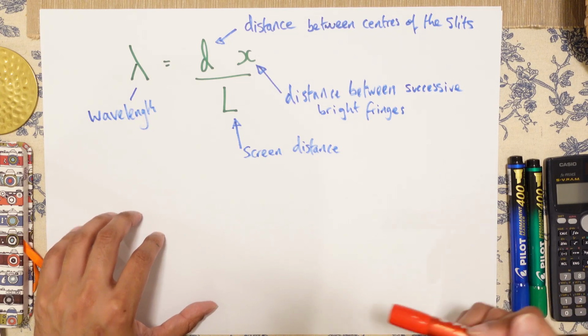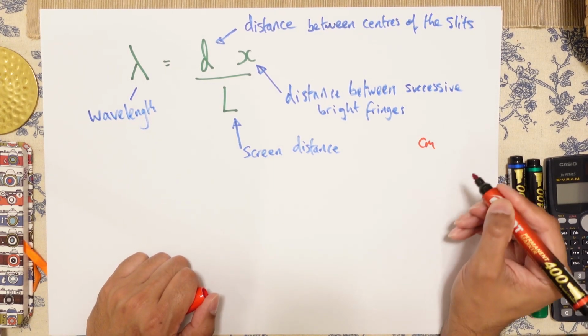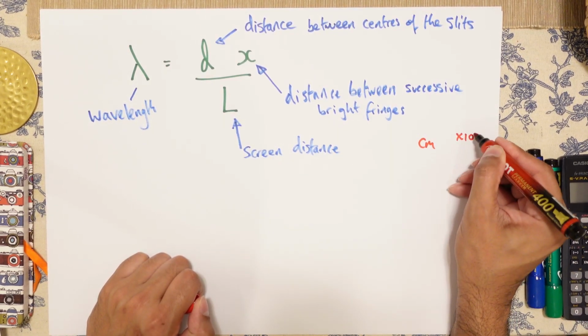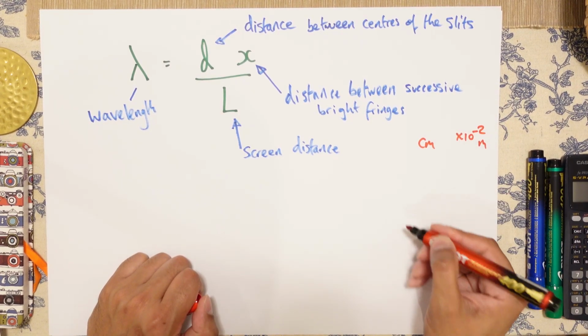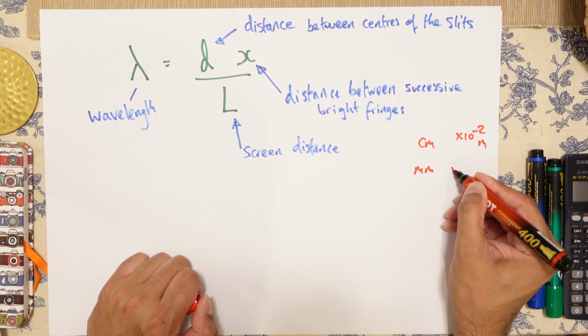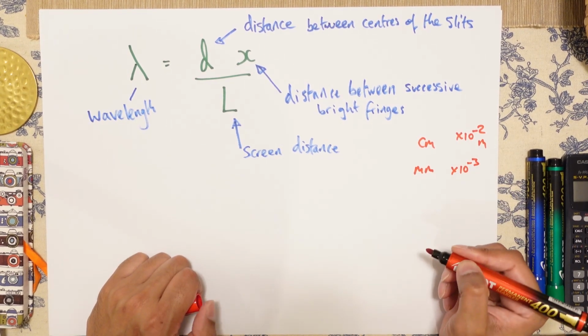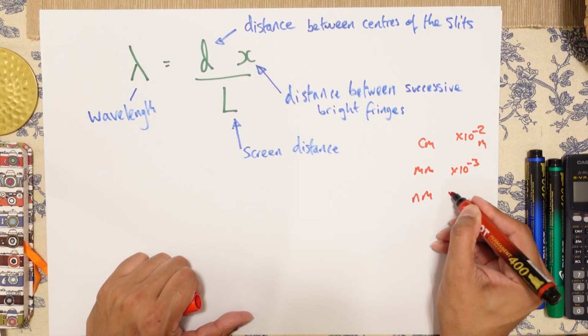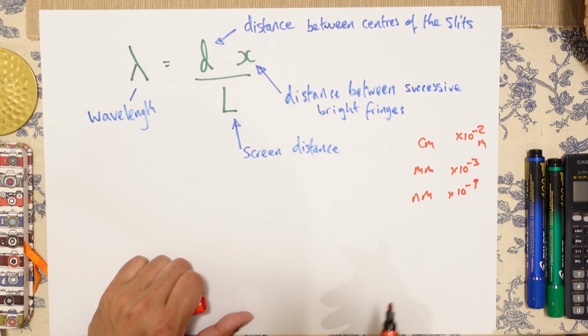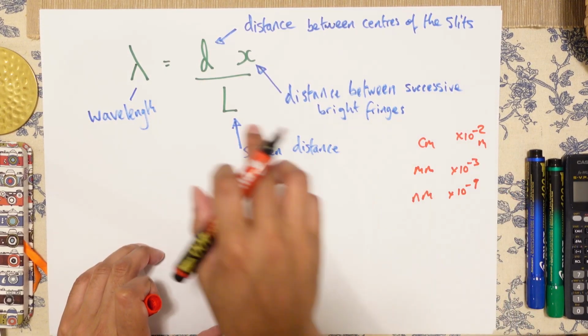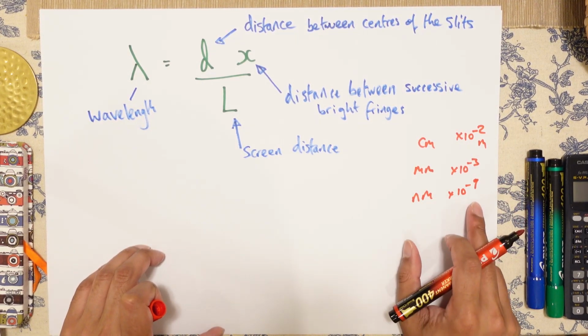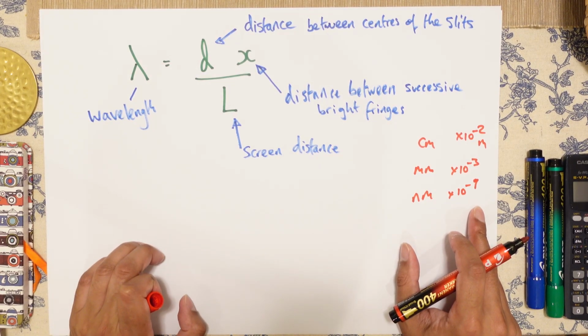So what you've got to do, if something's in centimeters, just put times 10 to the minus 2 meters. If it's in millimeters, it's times 10 to the minus 3. If it's in nanometers, it's times 10 to the minus 9. So just bear that in mind when you're doing these calculations. You need to understand this.